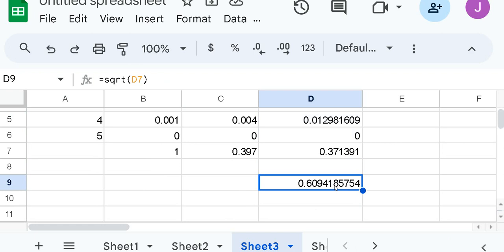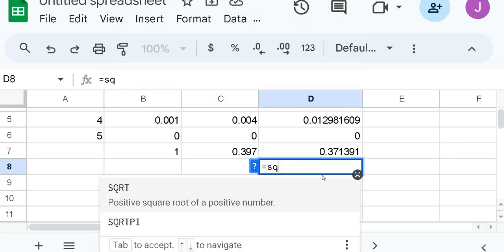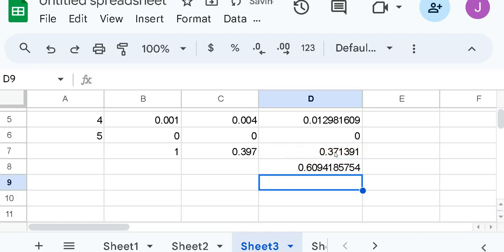Now, that's the variance. How do I get the standard deviation? Square root of the variance. So do equals SQRT, parenthesis, and then just click the cell. That's going to be your standard deviation. So standard deviation, sigma in this case, is 0.6094.